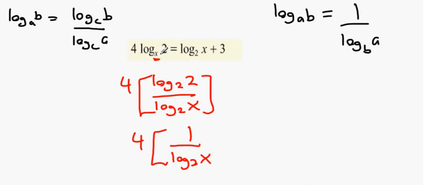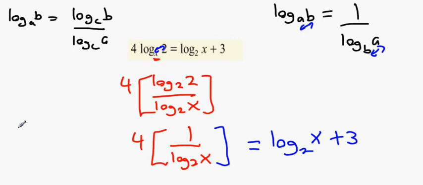So in effect, the two of these have switched position. Basically, that's where this rule comes from. They switch position. Okay? So it's going to be 4 times 1 over log x to the base 2 equals log x to the base 2 plus 3. Next trick, let y equal log x to the base 2.